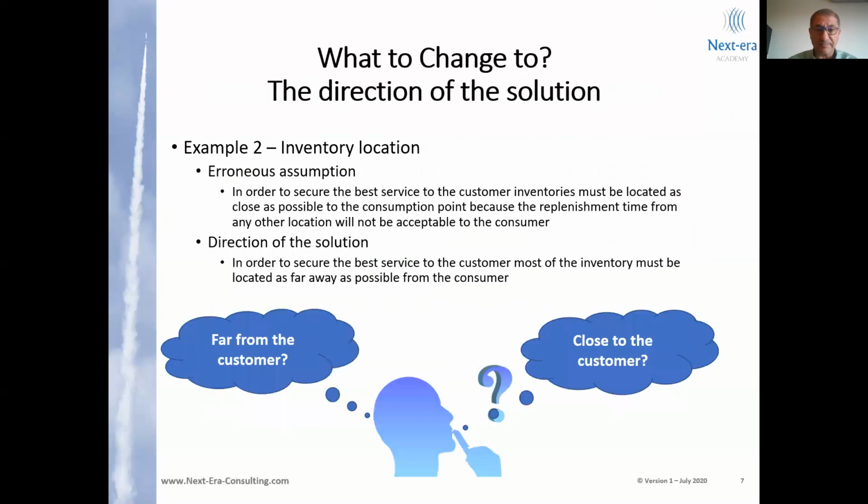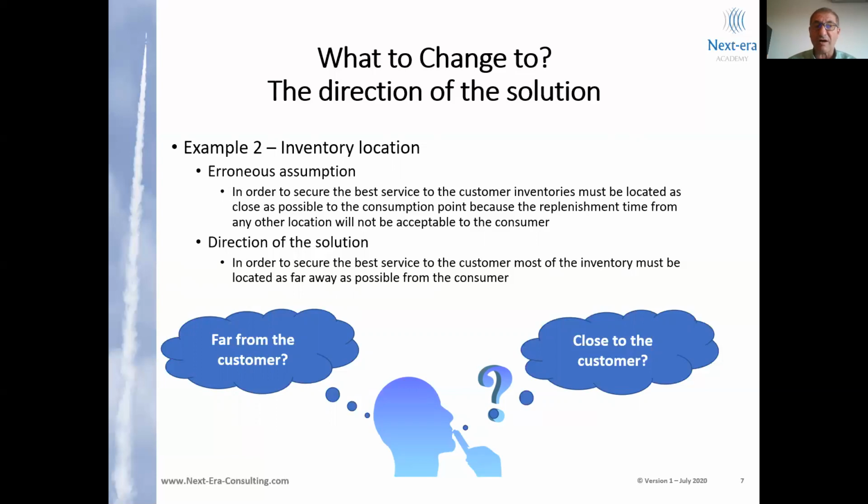In the second example, let's again look at the whole causality around the erroneous assumption. In order to secure the best service to the customer, inventories must be located as close as possible to the consumption point, because the replenishment time from any other location will not be acceptable to the consumer. A direction of the solution would be, in order to secure the best service to the customer, most of the inventory must be located as far away as possible from the consumer.